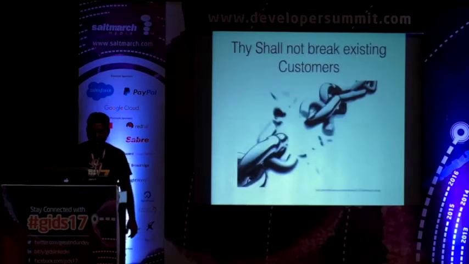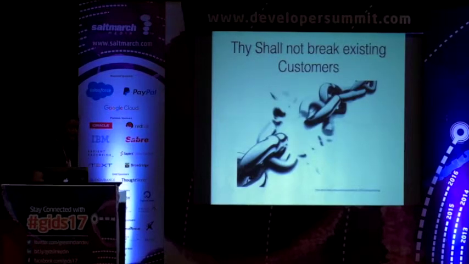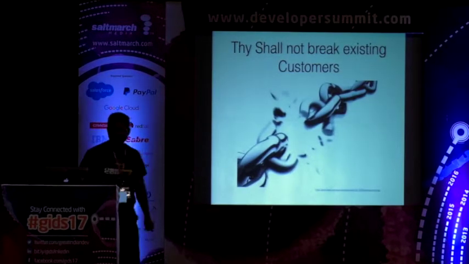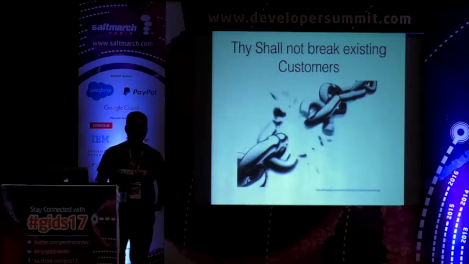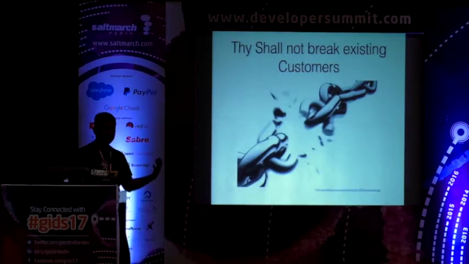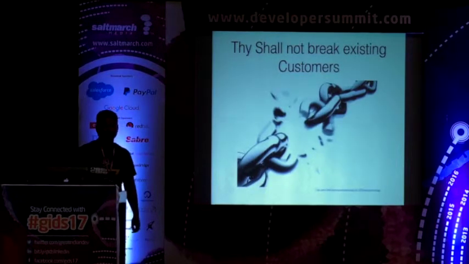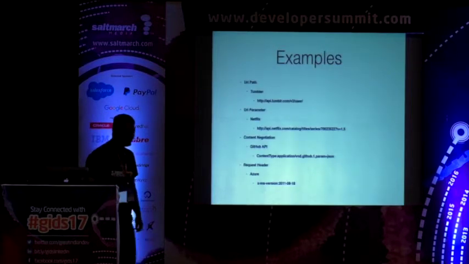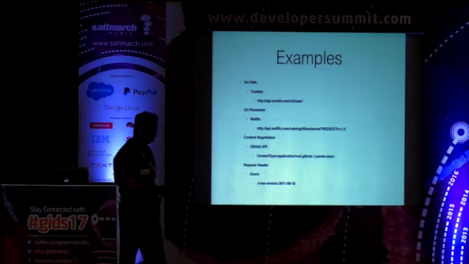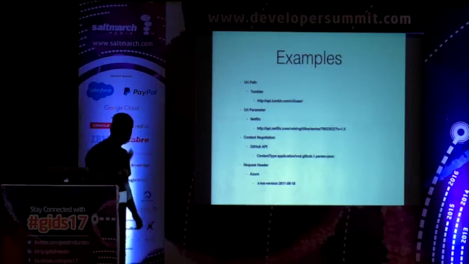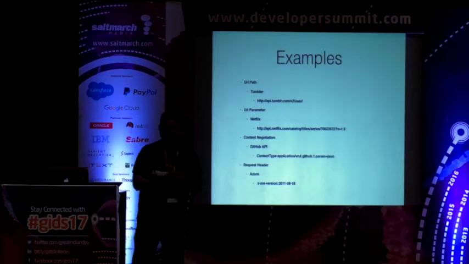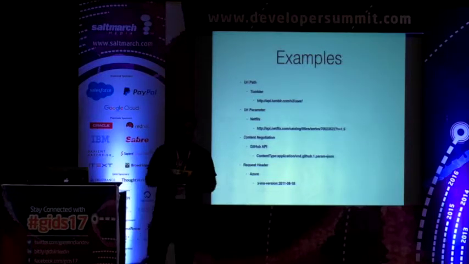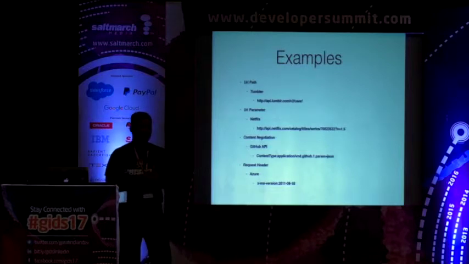So the important thing is, thou shall not break the customers. Existing customers should continue to perform well, and that is the key problem. A lot of companies face the same problem. There are four different types of versioning mechanisms available, and you can use any one of them depending upon which stage of the project you are in.